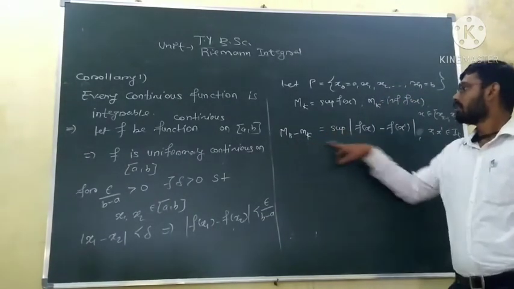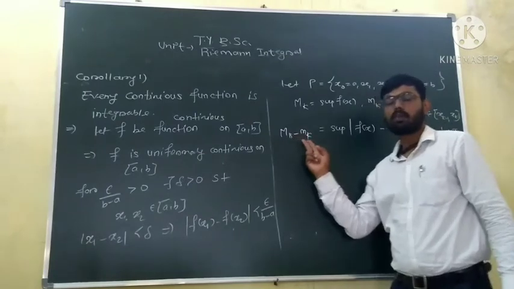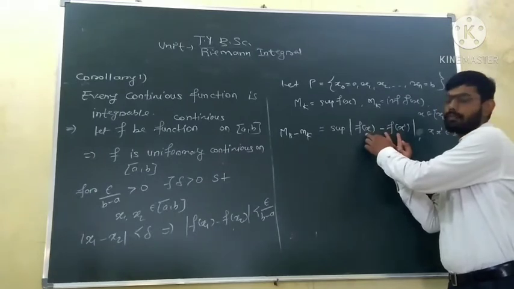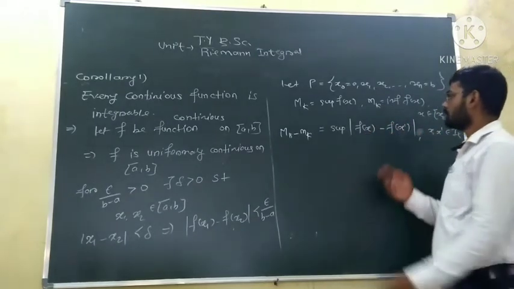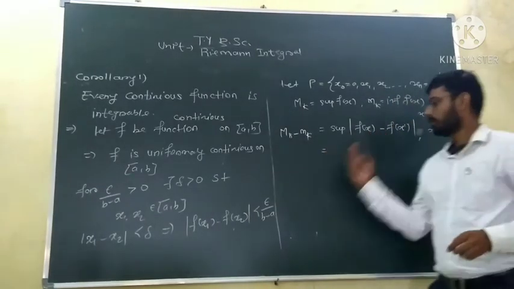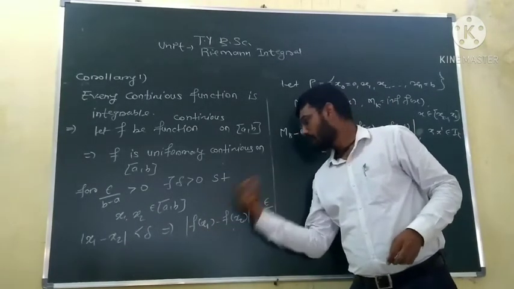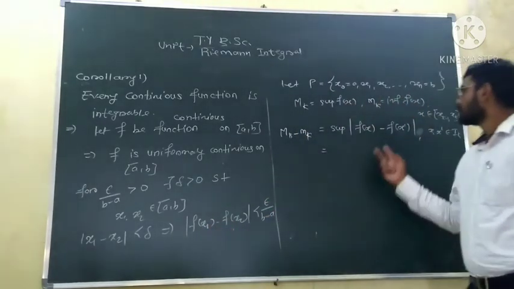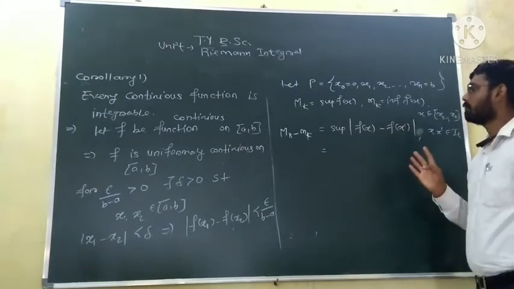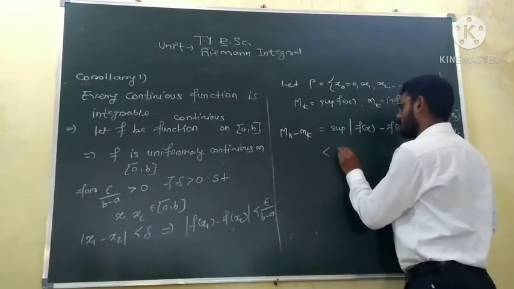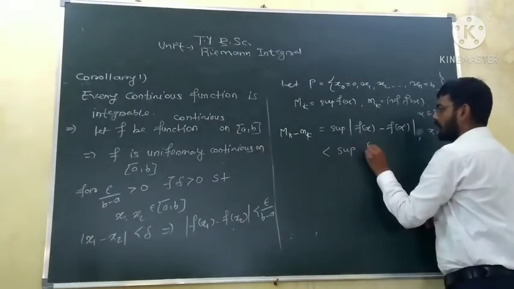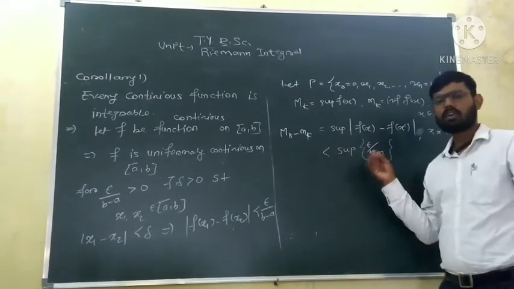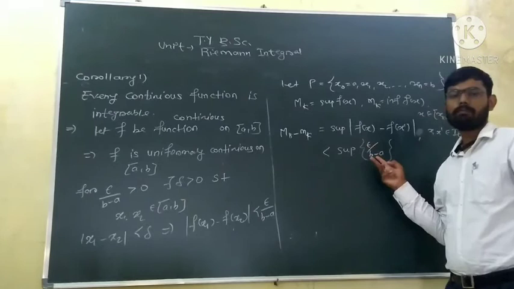This equality says that the supremum and infimum in the kth interval is nothing but the supremum of the difference between two values of the function. Now, if we take any two values, the difference between the values of the function is always less than epsilon upon b minus a. So the difference between these must also be less than epsilon upon b minus a. This is less than the supremum of epsilon upon b minus a. But epsilon upon b minus a is some constant number, so its supremum is epsilon upon b minus a.